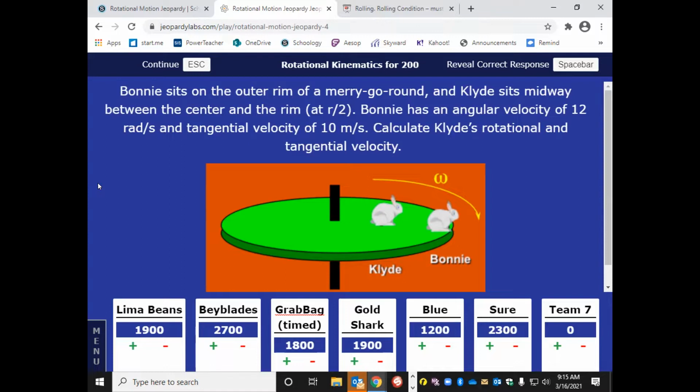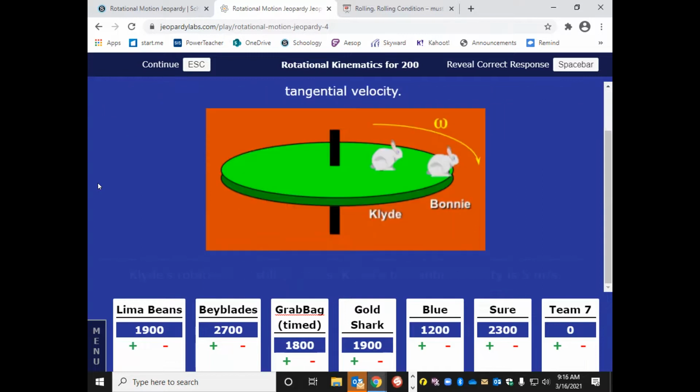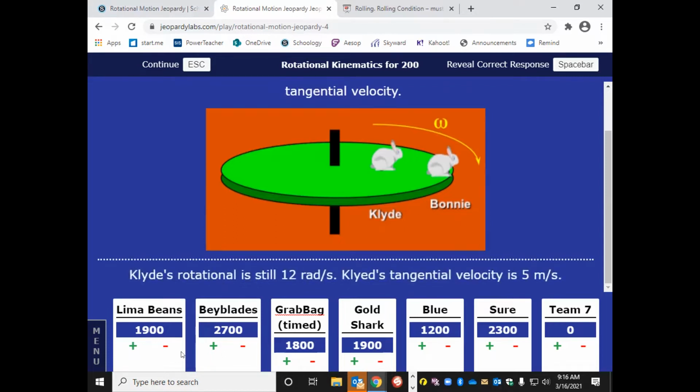All right, they have the same omega, right? So the omega is 12. If you're at half the radius, you've only got half the velocity, so it's 5.